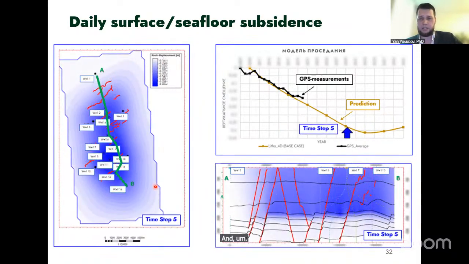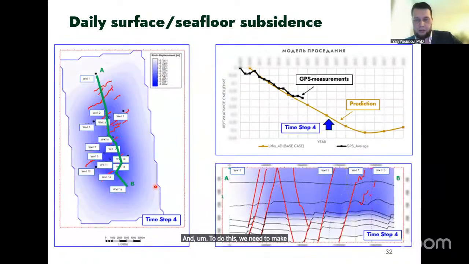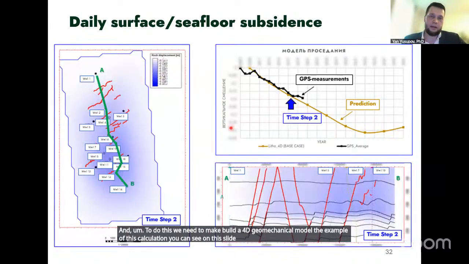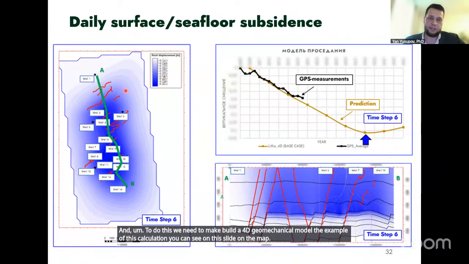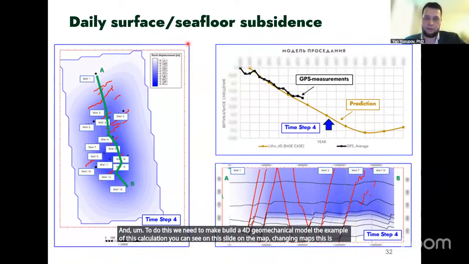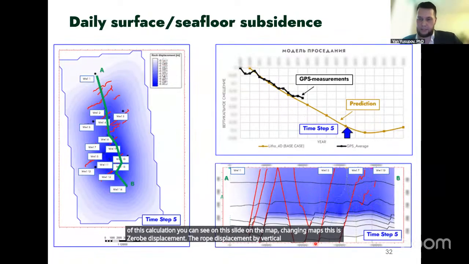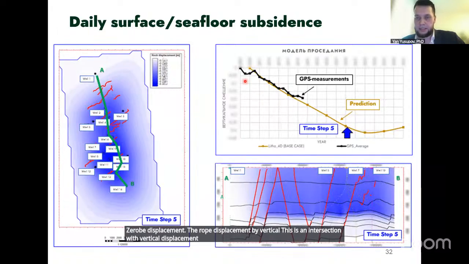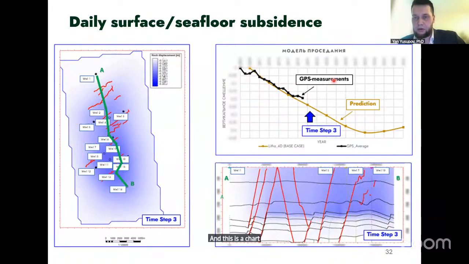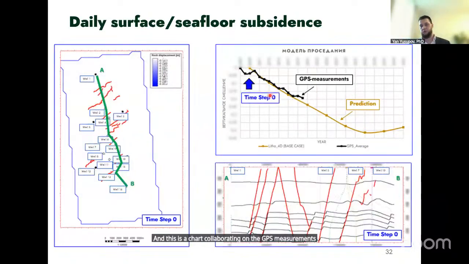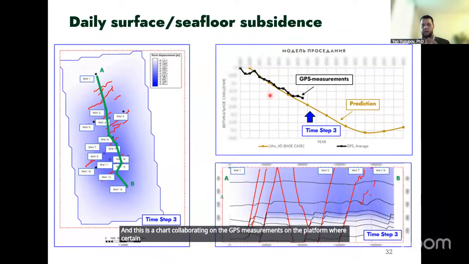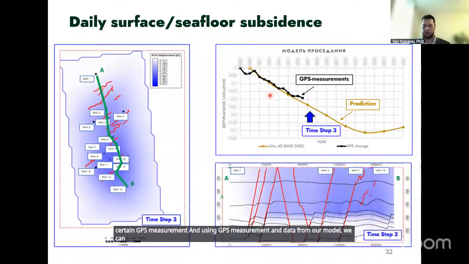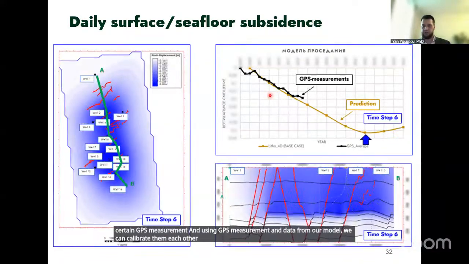To do this, we need to build a 4D geomechanical model. The example of this calculation you can see on this slide. On the map, changing maps. This is the rock displacement by vertical. This is the intersection with vertical displacement, and this is a chart calibrating on the GPS measurements. On the platform, we are setting GPS measurement, and using GPS measurement and data from our model, we can calibrate them to each other and make predictions for the next years.